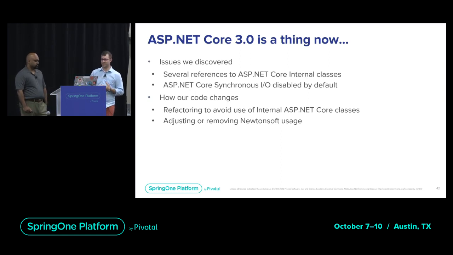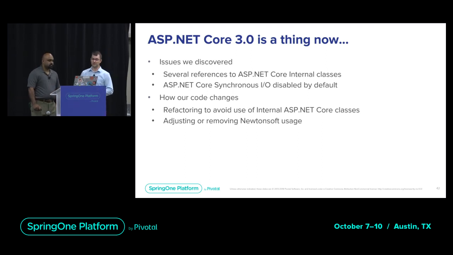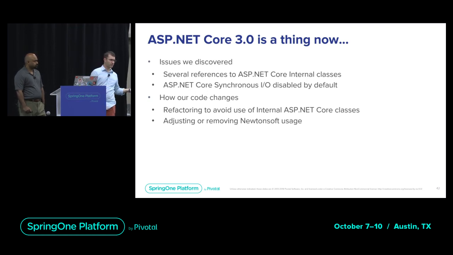One of the issues we discovered is that ASP.NET Core servers have synchronous I/O disabled by default, which kind of gets in the way of a lot of the ways that many traditional applications have been using Newtonsoft. We've also had some mixed feelings about Newtonsoft in general, so we're potentially looking at either adjusting the way we're using it or getting rid of it altogether where possible and using some of Microsoft's new ways of interacting with JSON that could be more performant and definitely will cause fewer version issues for downstream applications.